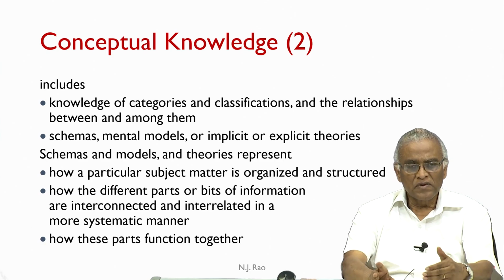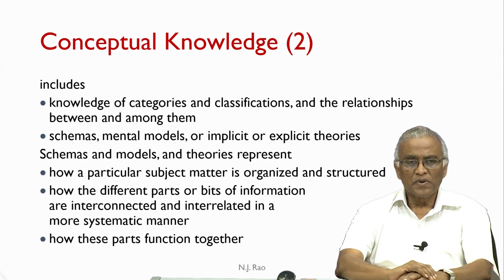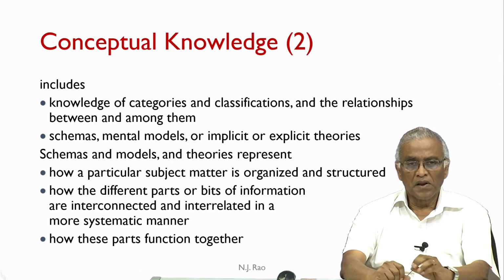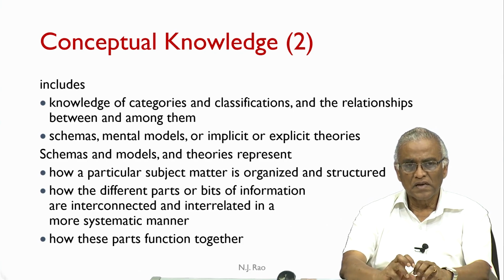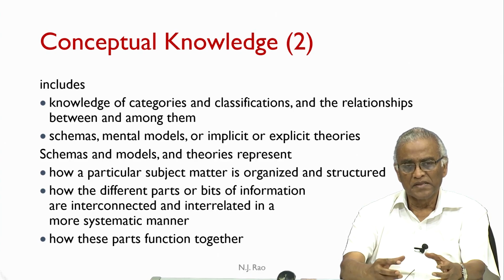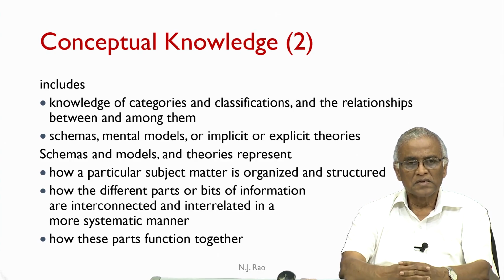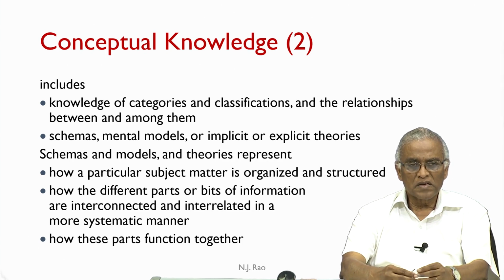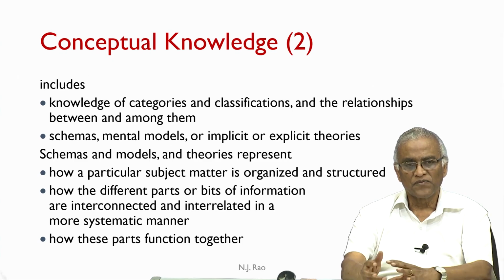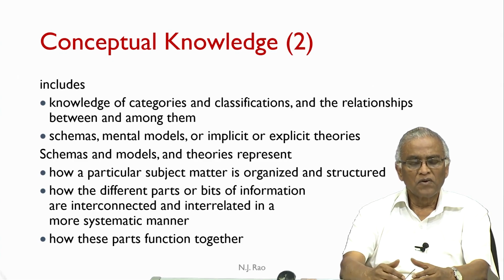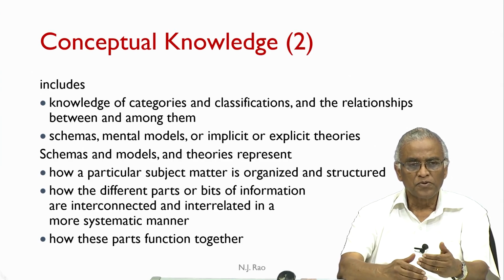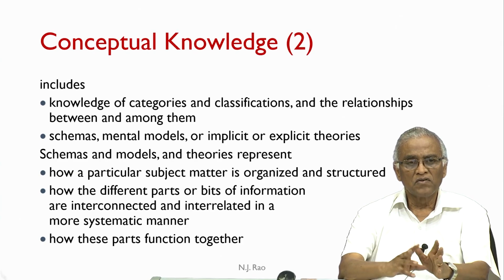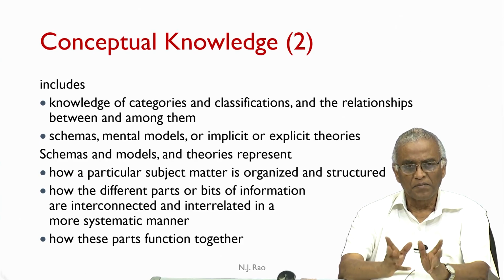But we can go even further up. Conceptual knowledge includes knowledge of categories and classifications and the relationships between and among them. That is what we are calling principles. Sometimes we also call them schemas or mental models or implicit or explicit theories. For example, we say Newton's laws of motion. That means three laws you put together and you give a label to that. So you can call it a mental model or a schema.